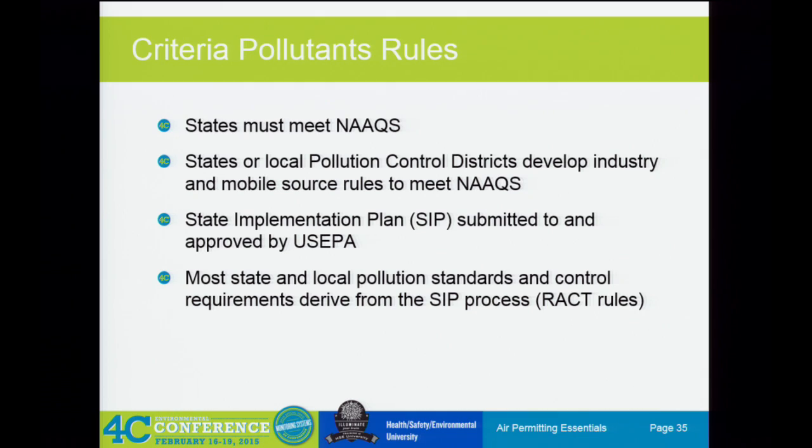States and local air pollution control districts develop industry and mobile source rules to meet national ambient air quality standards. The state implementation plan is submitted to and approved by the EPA. So once the state has developed the regulations for industry and mobile source rules, they submit them to the EPA for approval. Most state and local pollution standards and control requirements derive from the state implementation plan process. So that's what we refer to as our RACT rules.